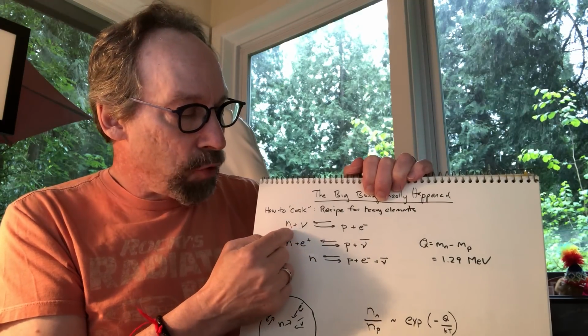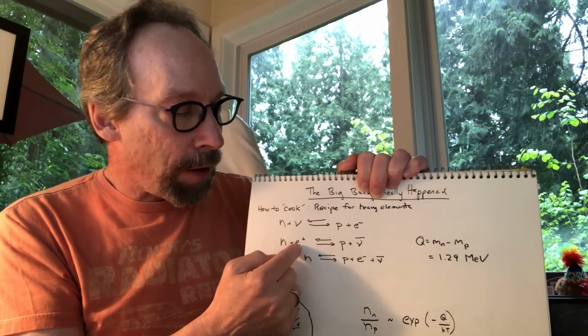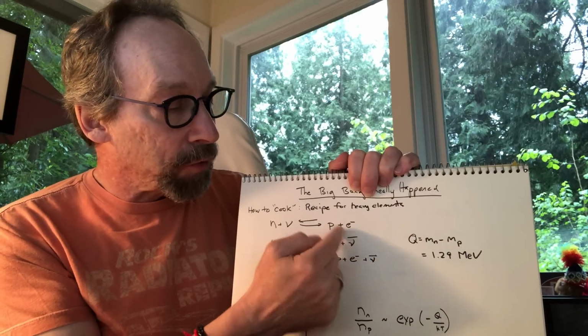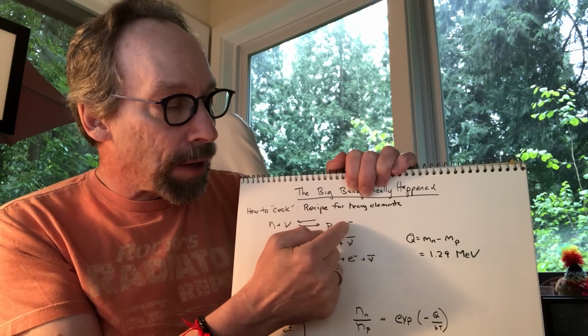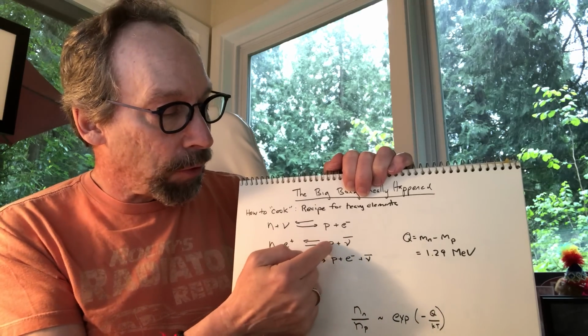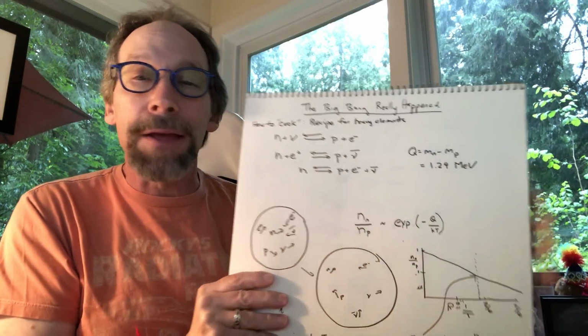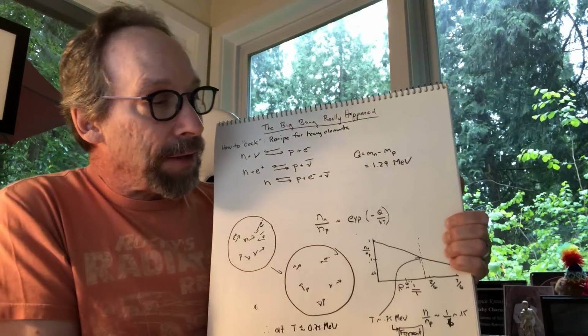And neutrons plus neutrinos go to protons plus electrons. Neutrons plus positrons go to protons plus neutrinos. And it goes backwards the other way as well. Electrons hit protons and form neutrinos plus neutrons, and antineutrinos plus protons form neutrons plus electrons. So all of these collisions are happening, and all of these processes are taking place.